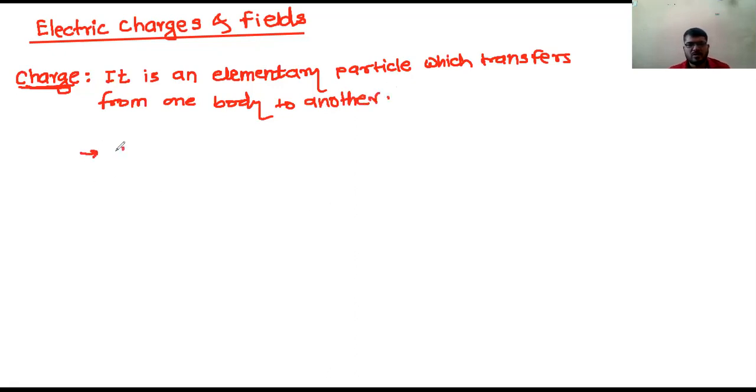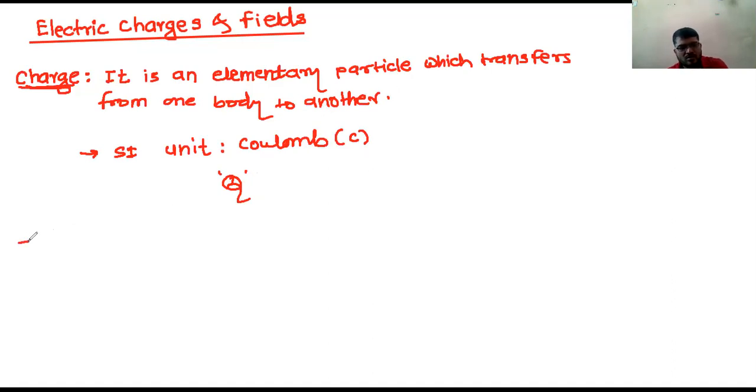SI unit of charge is what? SI unit is coulomb, denoted by C. Okay, unit is C. And generally charge is denoted by Q. And this unit is denoted by C. C is what? Coulomb. Q is charge. Next one.